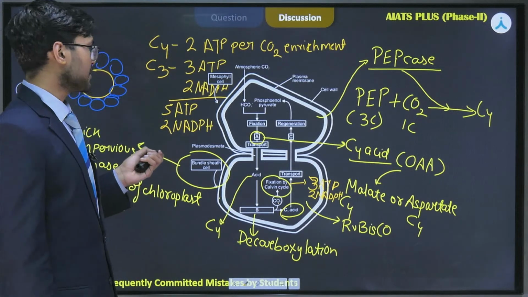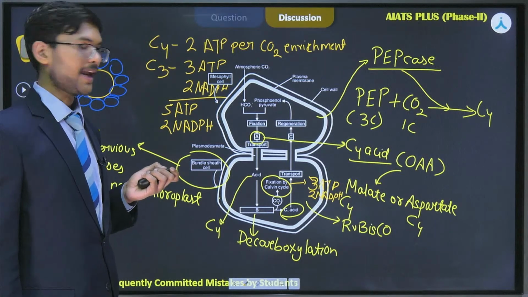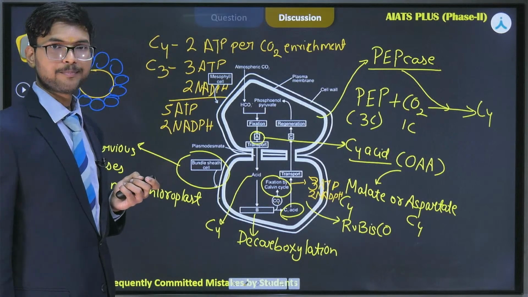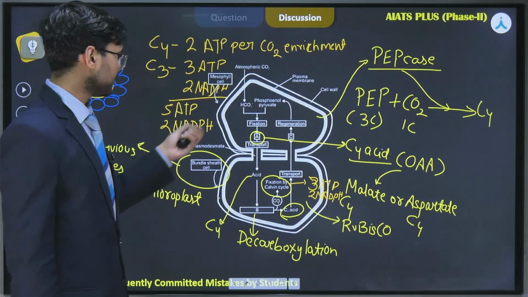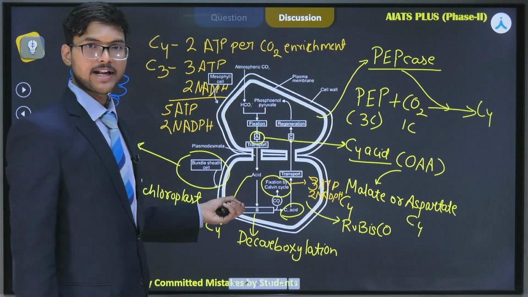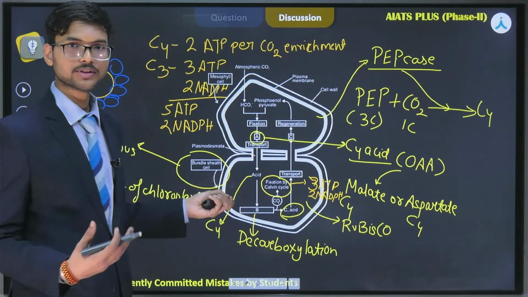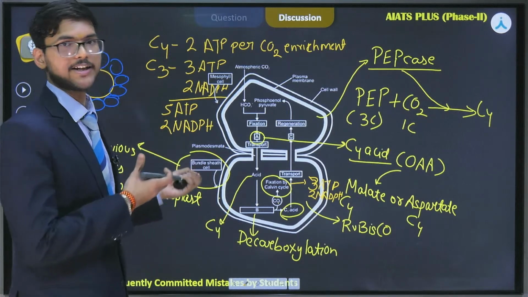That's why sometimes the C4 cycle is also called an ATP dependent carbon dioxide enrichment cycle, because here the process of enriching the carbon dioxide into the bundle sheath cell requires extra ATP. So that's why most of the higher books say that it is an enrichment cycle.